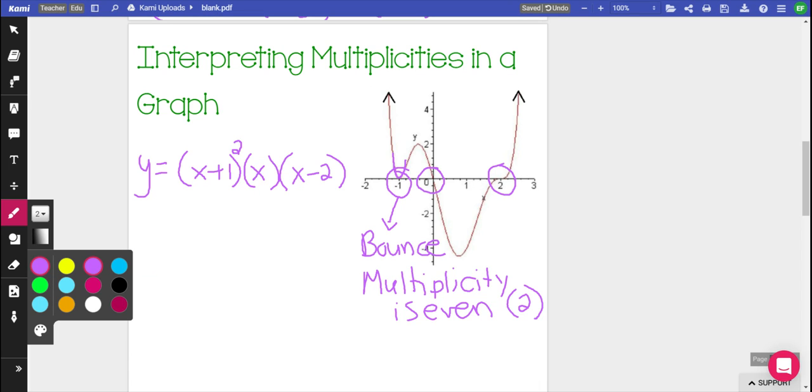Let's turn over to the next one. For our next 0 here, we have 0, and we see that our graph just crosses right through. So a cross occurs when our multiplicity for one factor is going to be a 1. So it occurs when our multiplicity, I'm just going to abbreviate it, mult right here, multiplicity is equal to 1. So that means when I go to interpret my equation now, with that x factor that I had, I'm just going to put a 1 as its exponent.